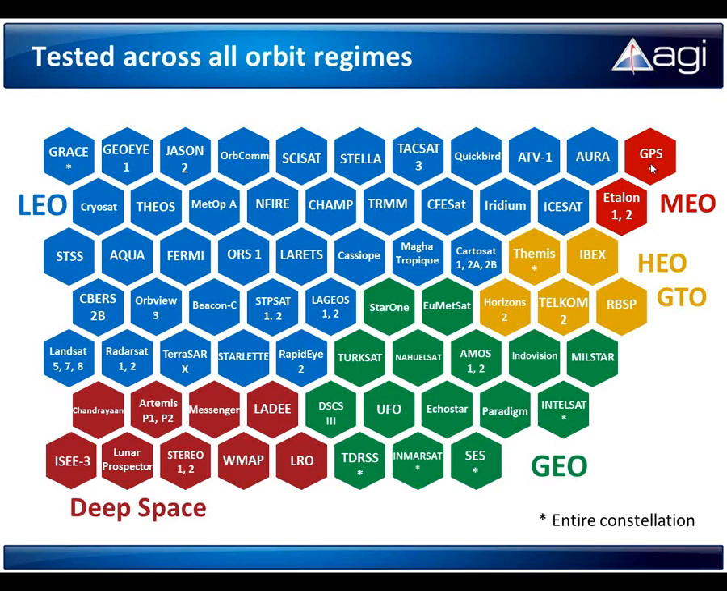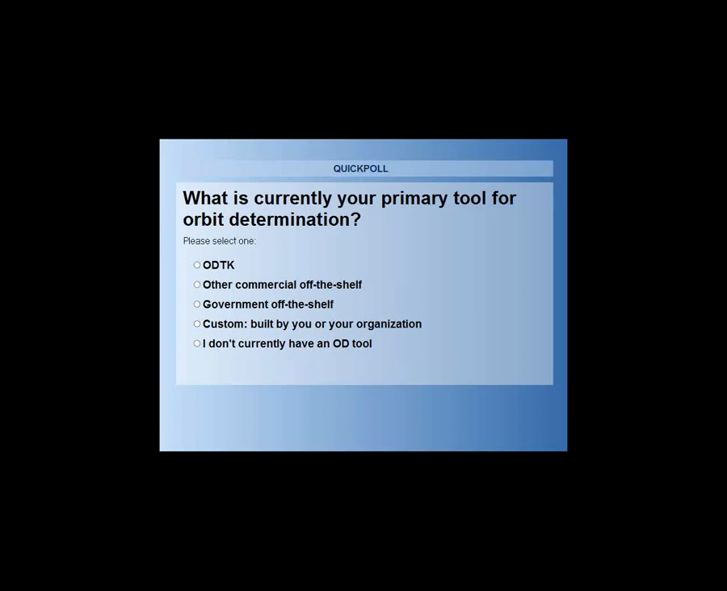Okay, and I think there was another poll question we wanted to pop up at this point. The primary tool question? Yes, primary tool first, and then after that also the applications. Okay, so two quick questions here. What is currently your primary tool for orbit determination? If you could give us a quick vote on that.